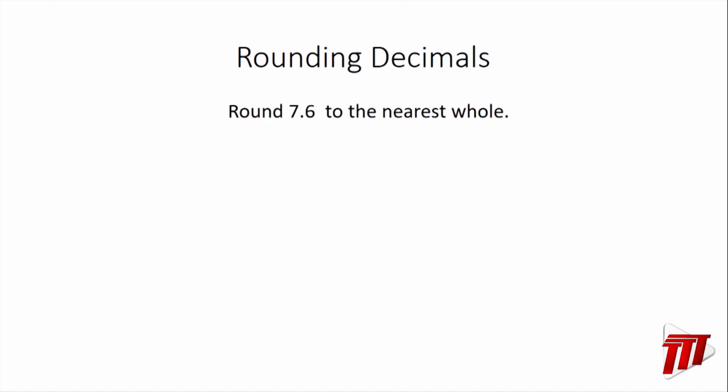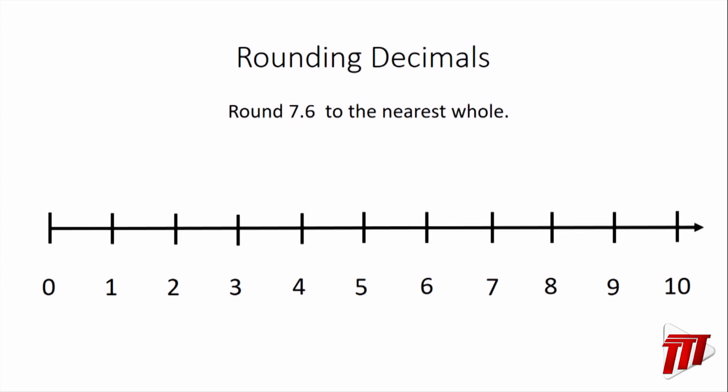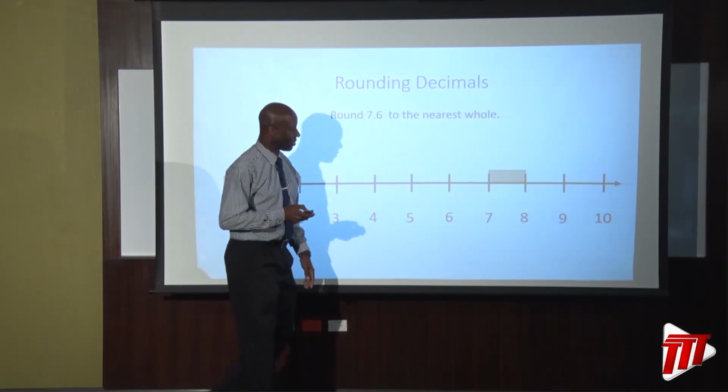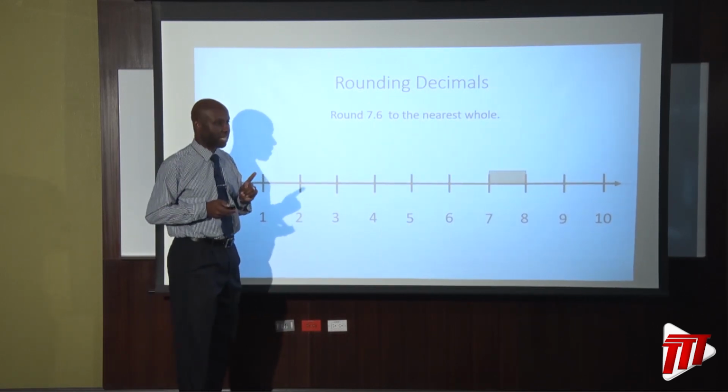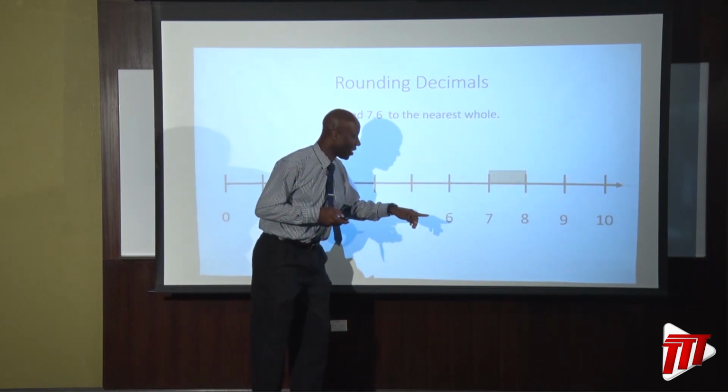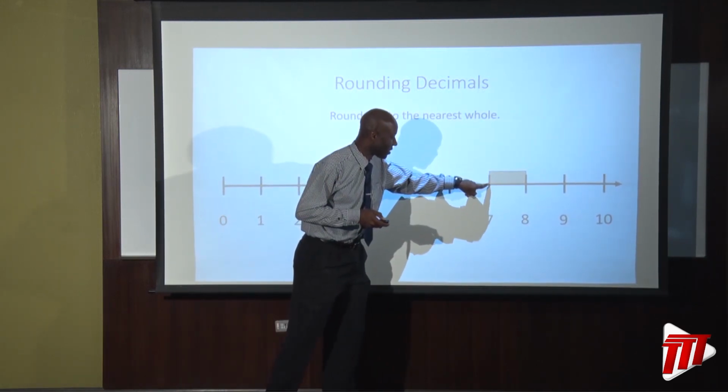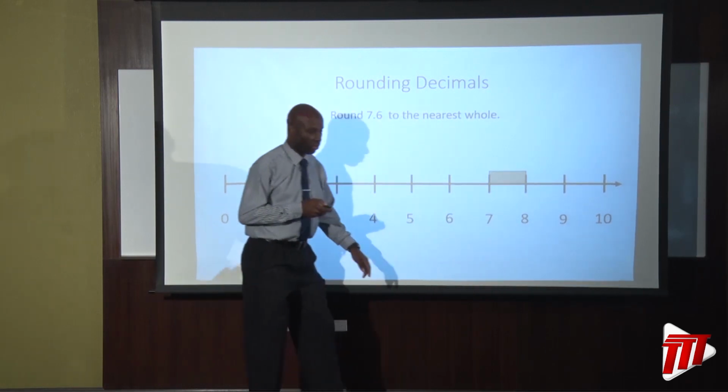What about 7 6/10 rounded to the nearest whole? Where on our number line are we going to find 7 and 6/10? 7 and 6/10 is located between 7 and 8. That is right there. So, in rounding 7 and 6/10 to the nearest whole, we have to decide whether we are going to round to 7 or we are going to round to 8.